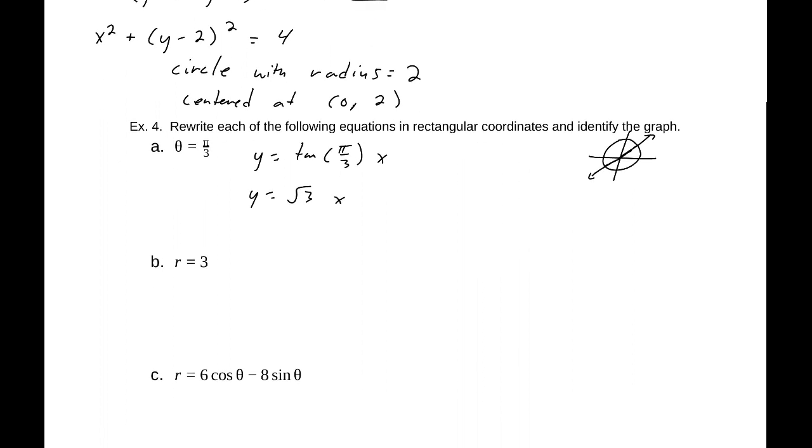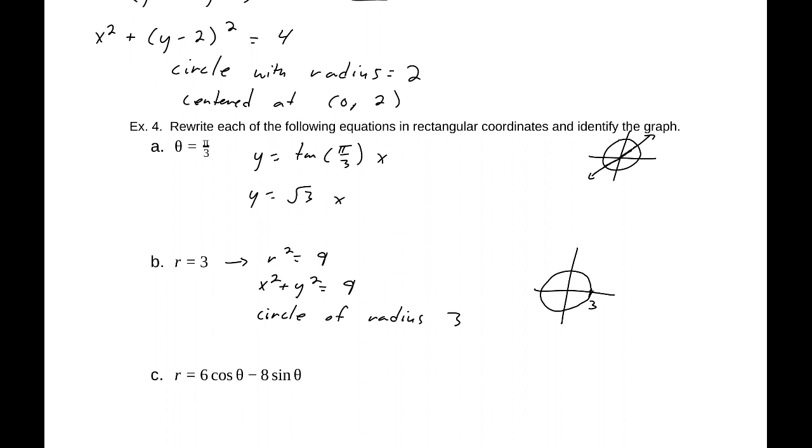Part B, r equals 3. That is going to be a fixed radius of 3 cycled around. Now I'm going to go ahead and write this as r squared equals, well, r squared is 9, which means x squared plus y squared equals 9. This is a circle of radius 3. And this was a line of slope equal to square root of 3, which is the tangent of pi over 3. Oh, we should add in here, that is centered at (0, 0).